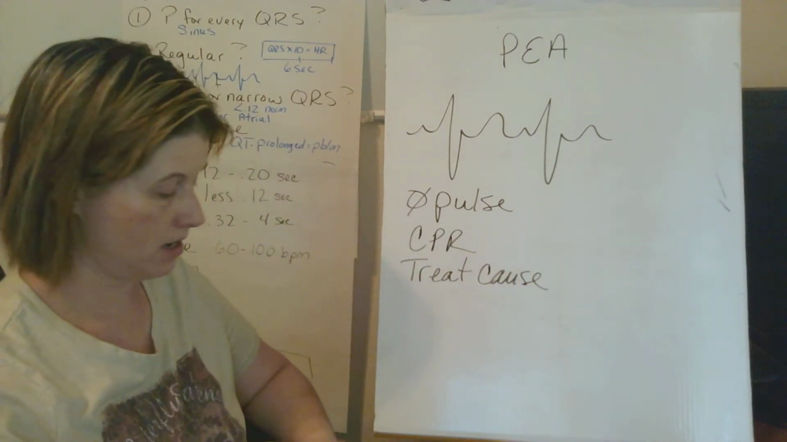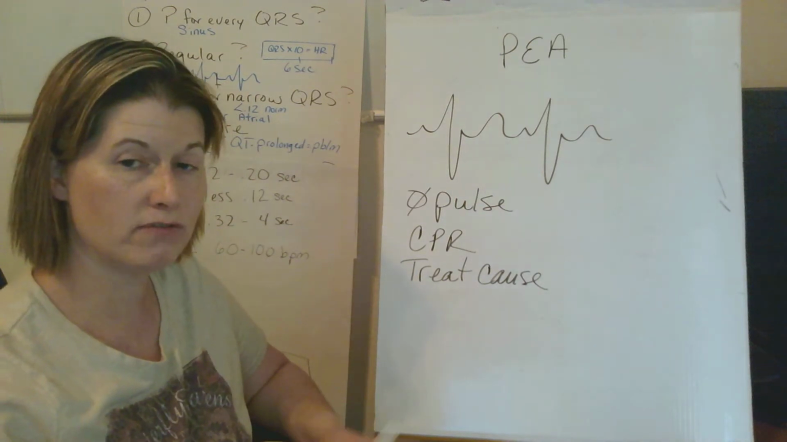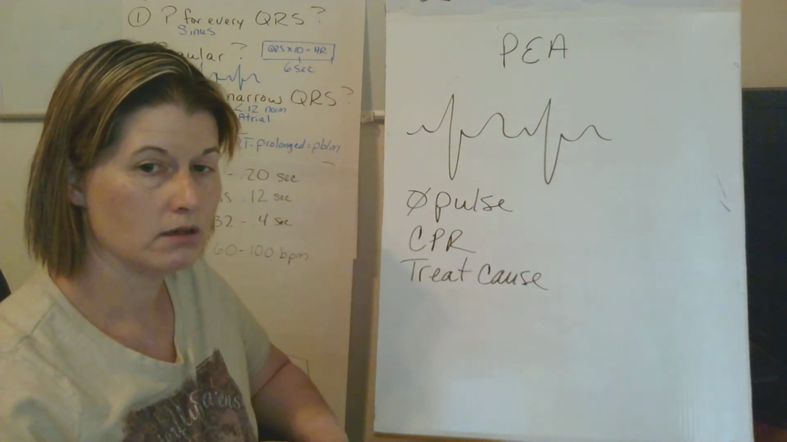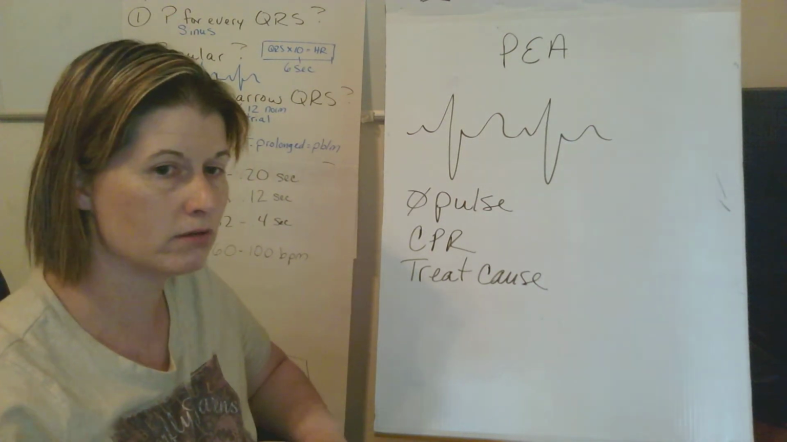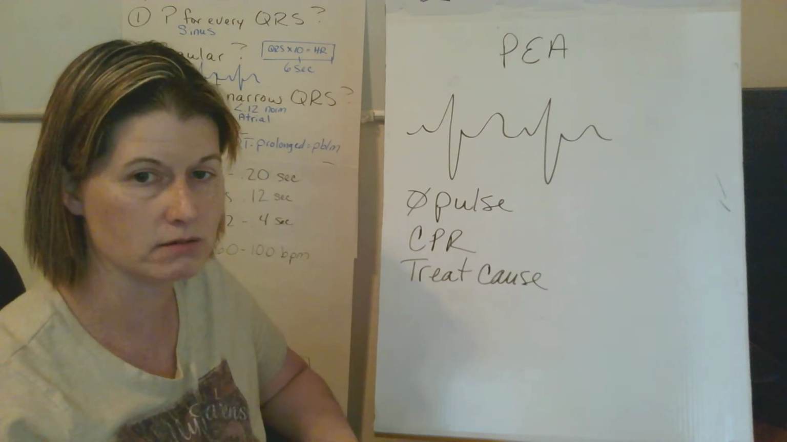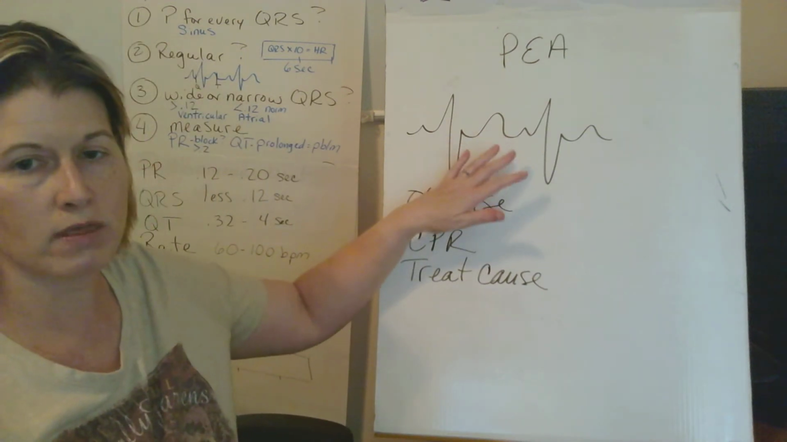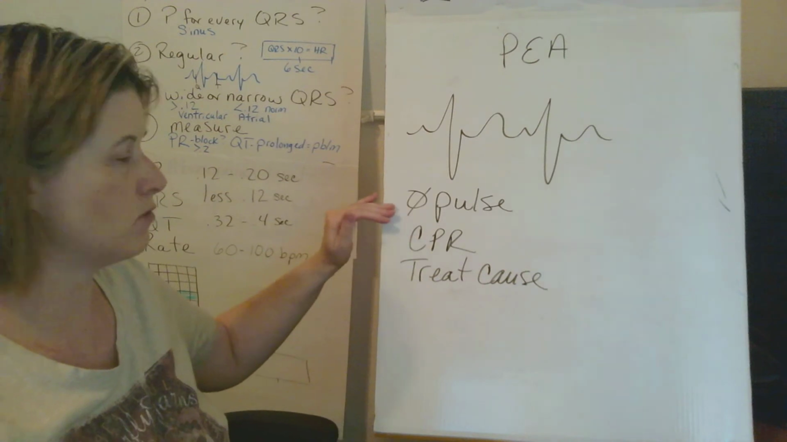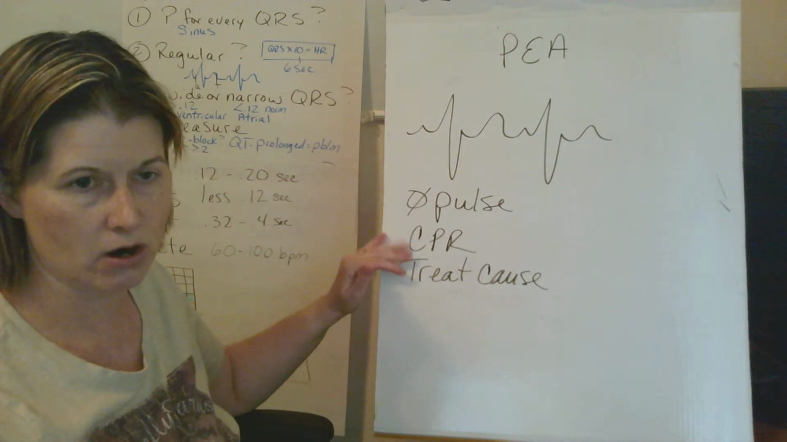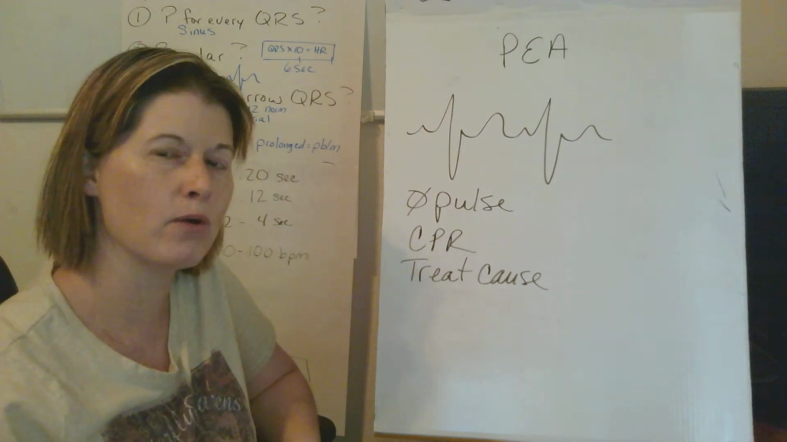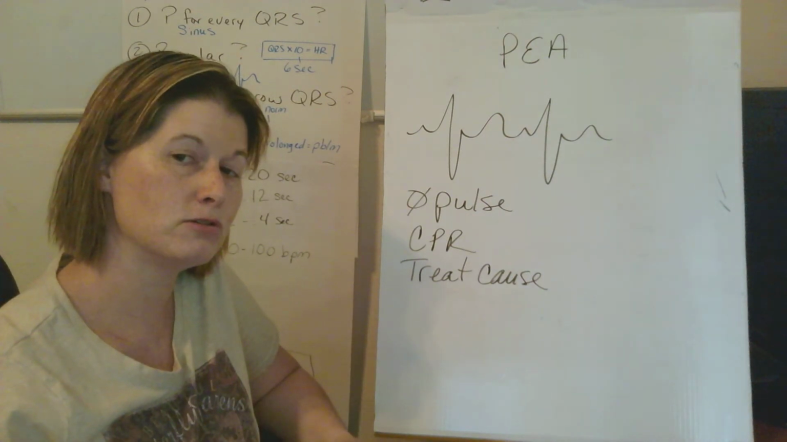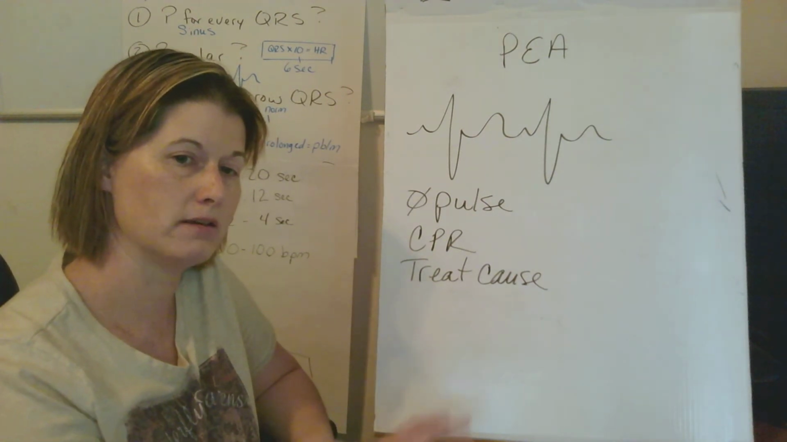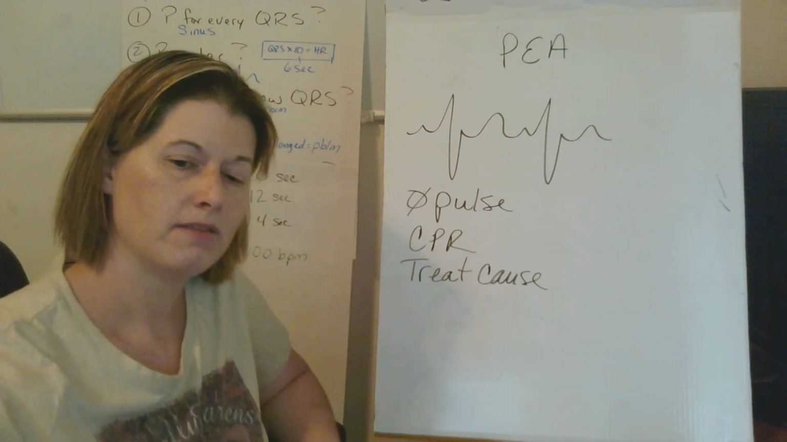Okay? If they have V-Tach or V-Fib, we shock it. If they have very low bradycardia, we could pace it. So we still treat whatever the rhythm is, but because they have no pulse, we're going to do CPR and then look and see, can we figure out why they're in PEA, and is there something that we can do to treat that? Okay? Thank you very much.